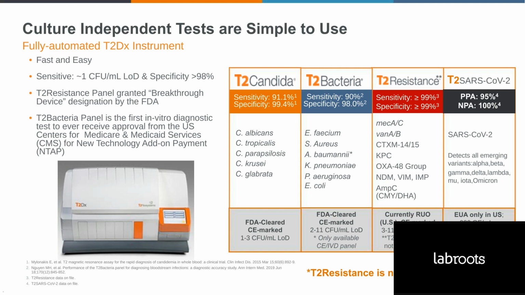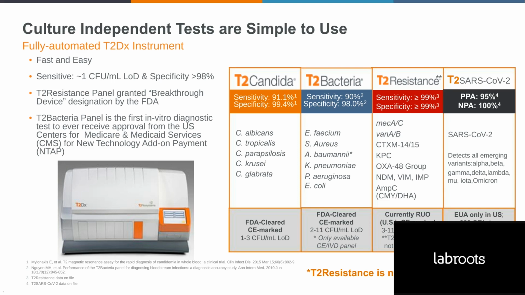The specificity of this panel is very high, 98%, and sensitivity is very high, 90%. This is both FDA cleared and CE marked. And to note, it's very impressive that the T2 Bacteria Panel is the first in vitro diagnostic test to receive approval from US CMS for new technology add-on payment.